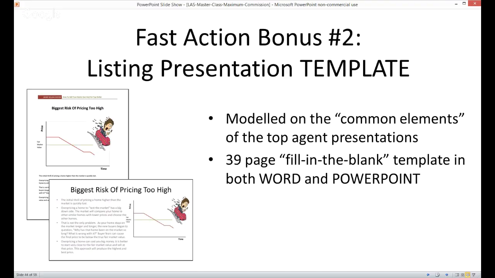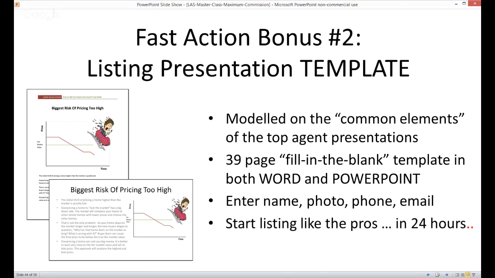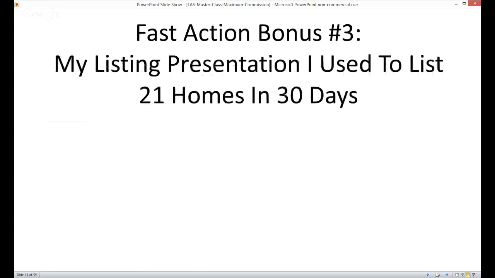If you like to print things out, you can also do it in PowerPoint. You can make some quick modifications if you need to, or you just have it right there. You just slide along right in front of that seller. So all you have to do to customize this is enter your name, photo, phone, email, and a couple little pieces of data. And within 24 hours, you're going to be up and running with a full listing presentation just like the pros. Pretty exciting stuff.